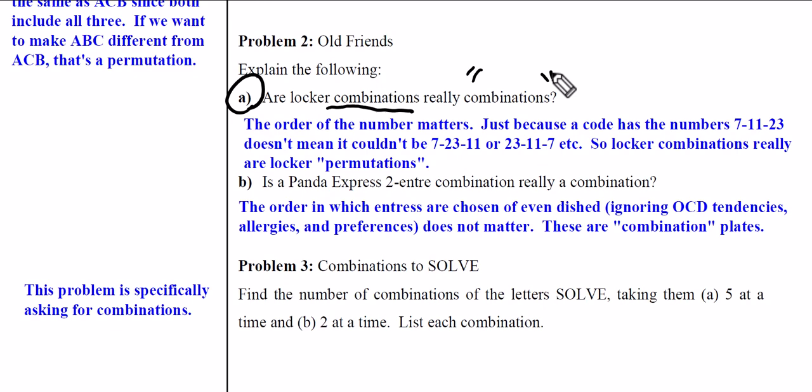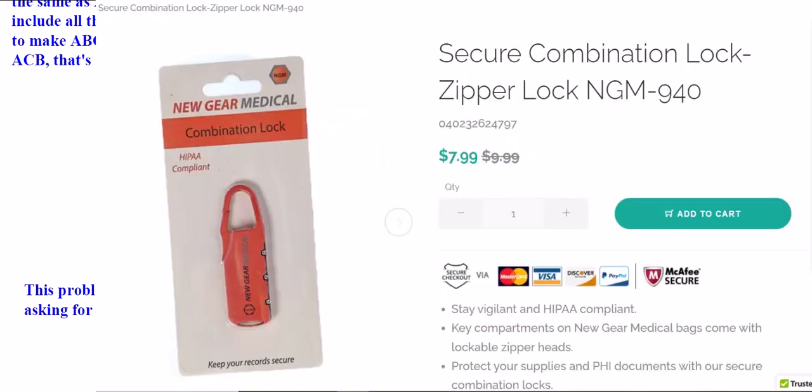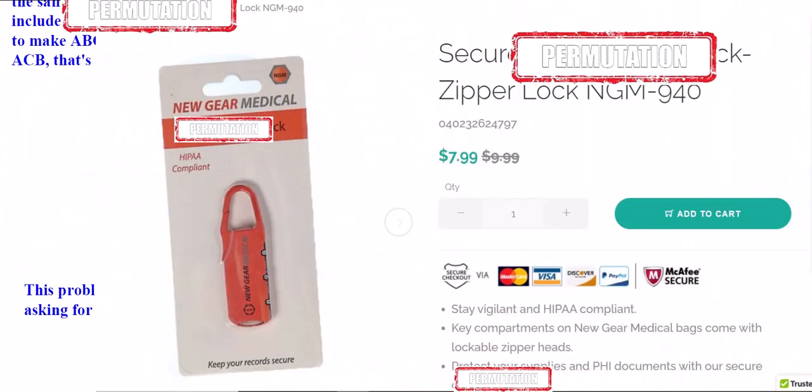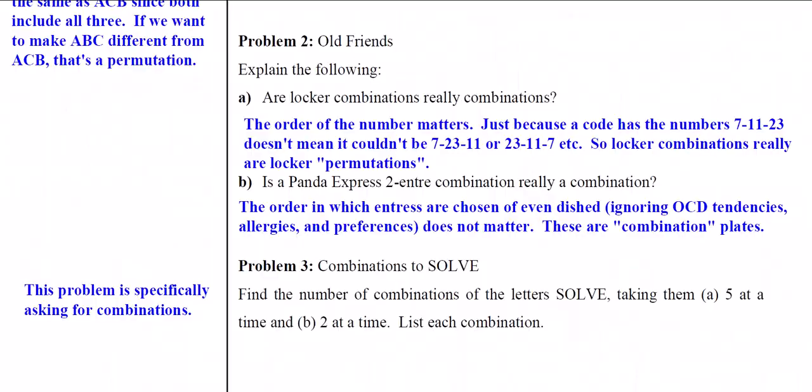So because it matters what order these numbers are in, it really shouldn't be called a locker combination. It should be called a locker permutation. Now let's contrast that to Panda Express when we talked about the two entree combination plates. They actually call it a combination plate.